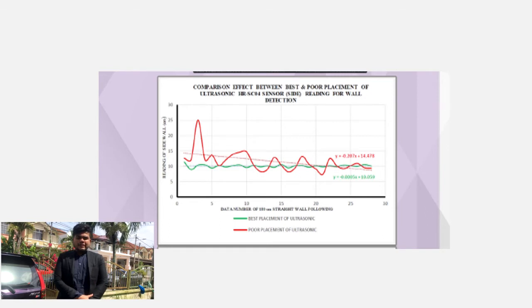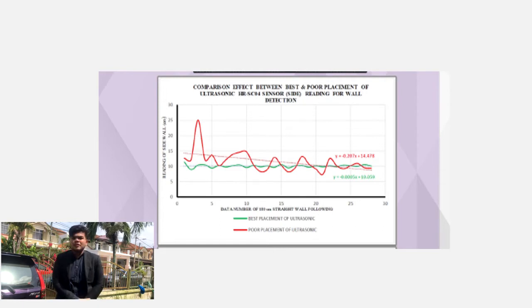First is the comparison of the effect of good and poor placement of the ultrasonic sensor on the robot. The analysis that I get in the graph shows the illustration of the movement of the project. I tested it on a 180 cm wall length with different placements of the ultrasonic sensor. I set in the coding the side wall distance for the left side to 10 cm.